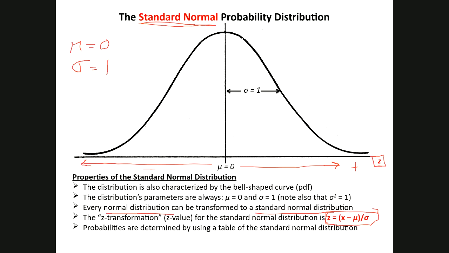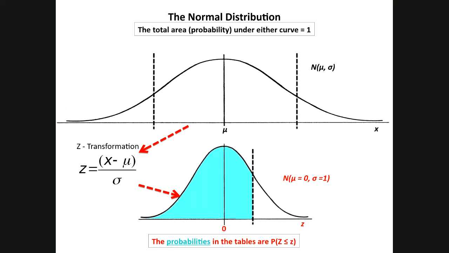And then once that generic normal distribution is transformed into our standard normal distribution, we can use a table to determine the probabilities. All right, and that's the process that we're going to go through. So let's go to the next slide and look at how this works.